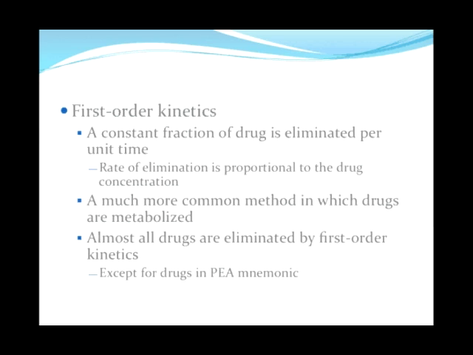For example, if the body can eliminate half of a given drug per hour and a patient has a blood concentration of 100 milligrams per milliliter of that drug, the concentration will halve each hour from 100 to 50 to 25 to 12.5 milligrams per milliliter, and so on. Note that a progressively smaller absolute amount of drug is being removed each hour, 50 in the first hour, 25 in the second hour, and so on, whereas in zero-order kinetics, a constant amount is removed each hour.